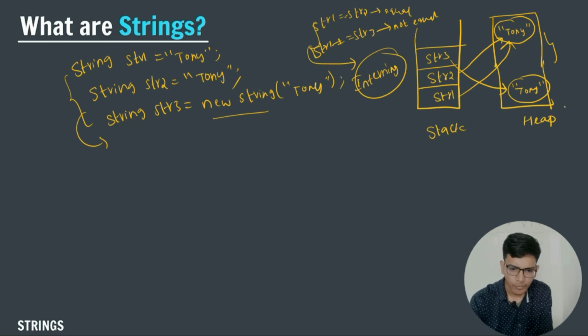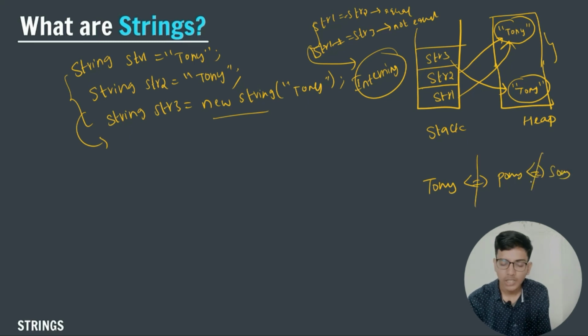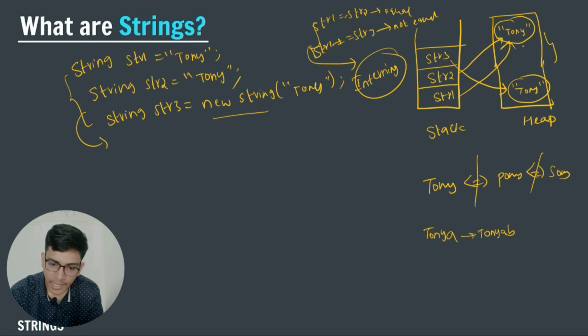So suppose I want to change the value from Tony to Pony or Sony. This isn't possible in Java, because if I create a string, I can't change it, but I can add. We know how to concatenate two strings, or append a particular string to another. So I can write Tony and add a, giving Tonya, or add b, giving Tonyb. So if I add a, here it is Tonya.